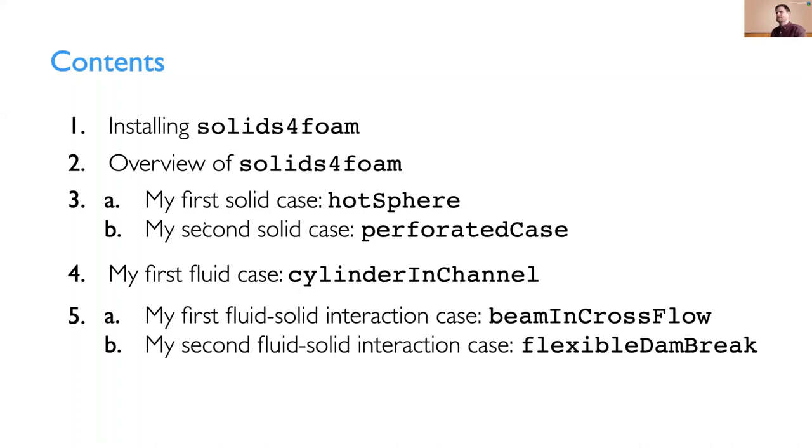After that, we'll look at a cylinder in a channel, so depending on the time, we might skip over that. The 3 here is a solid analysis, 4 is a fluid analysis, and then 5 is a fluid-solid interaction analysis. Previously I've looked at this beam in cross flow, but I've added another one here called flexible dam break, which might be more interesting, just a change for me. So we might do that one instead.